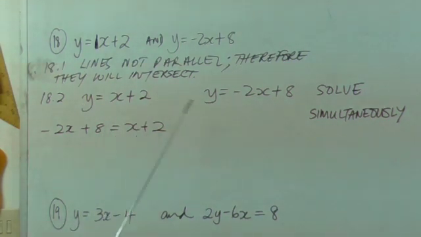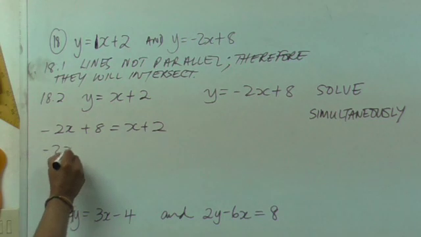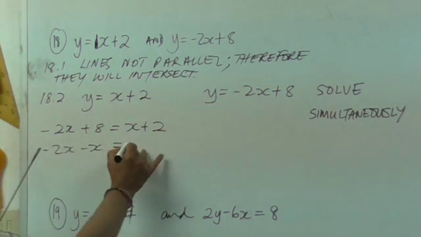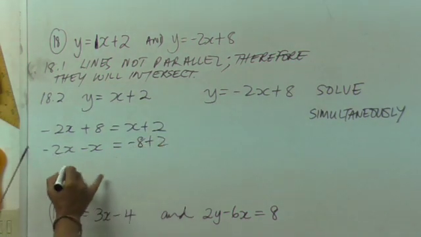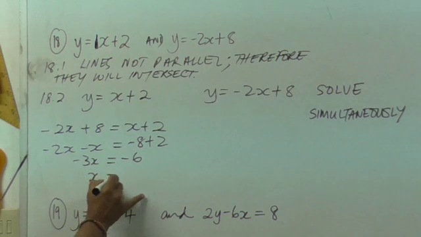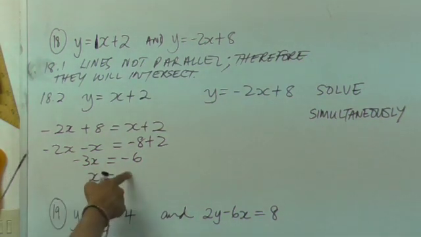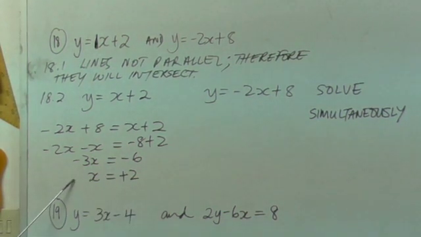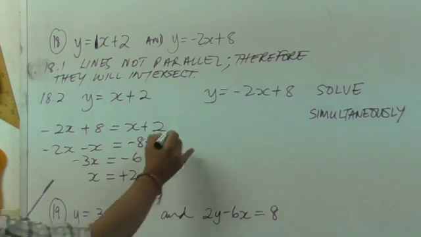There's the equation. This is y, this is y. Therefore, both the y's are the same. The y can be replaced by that. And that gives us minus 2x minus x is equal to minus 8 plus 2, minus 3x is equal to minus 6. Divide by minus 3, divide by minus 3, x is equal to 2. Now we found that x is equal to 2.